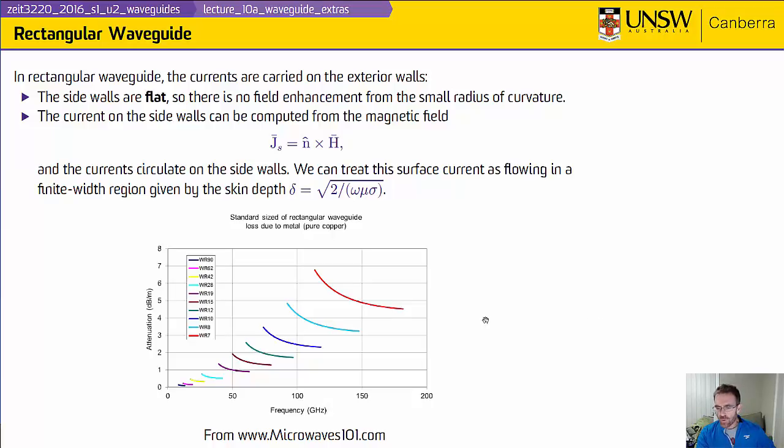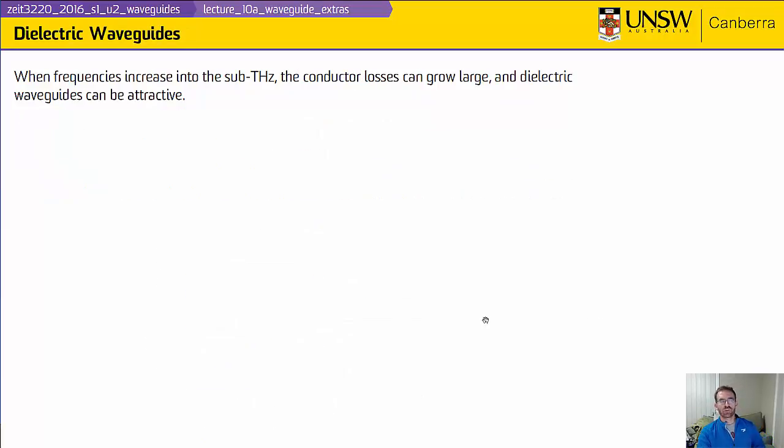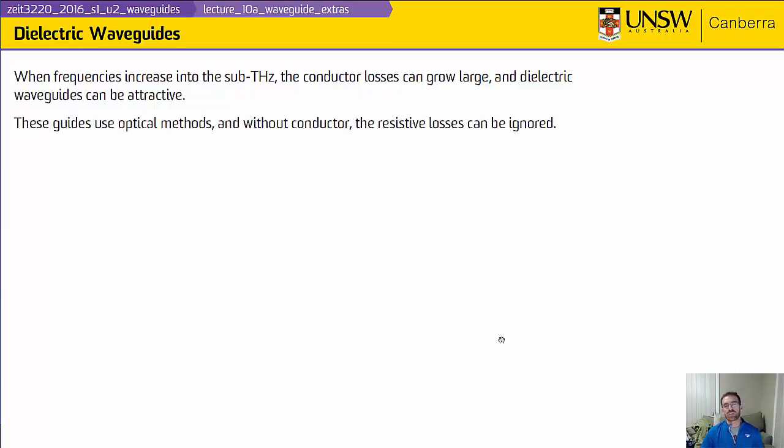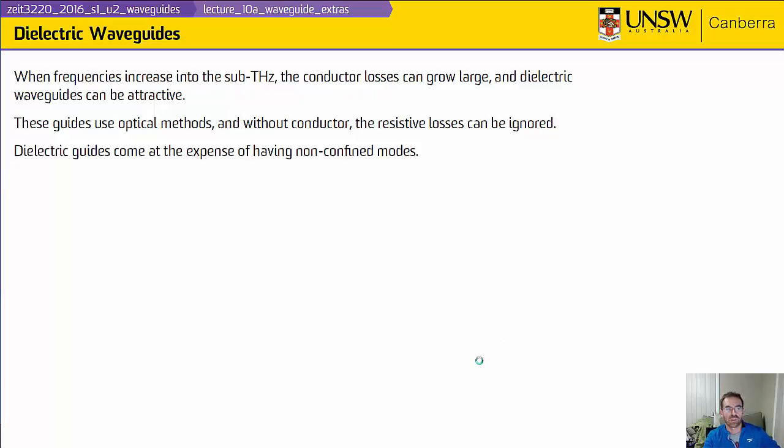But as I go further and further up in frequency, and as I start to approach the sub-terahertz, so several hundred gigahertz into the terahertz regime, the conductor losses can grow quite large, and dielectric waveguides become attractive. Dielectric waveguides will be the subject of the next lecture, and dielectric waveguides use optical methods, and without the conductor, the resistive losses can be ignored, and the only losses are associated with losses in the dielectric medium itself. However, as we'll see in the next lecture, they come at the expense of having a non-confined mode.